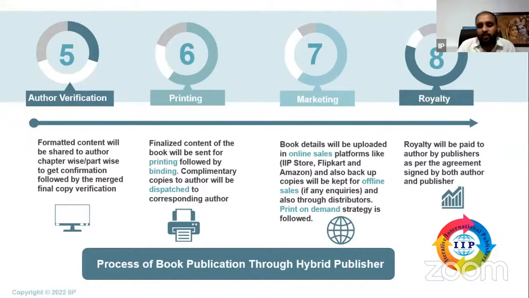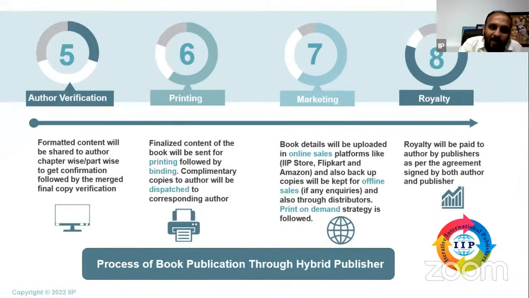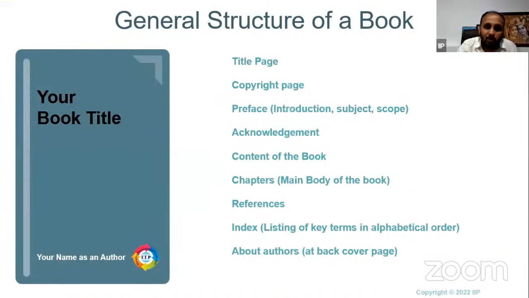So this is the process of publication, that is requirements followed by agreement and documents collection, then formatting, then author verification, printing, marketing, and then royalty. Now we can go with the general structure of a book, what it should include. From the perspective of academic, I'm telling in general, the structure of a book: title page, that will be designed by the publisher; copyright page, that is the responsibility of the publisher.